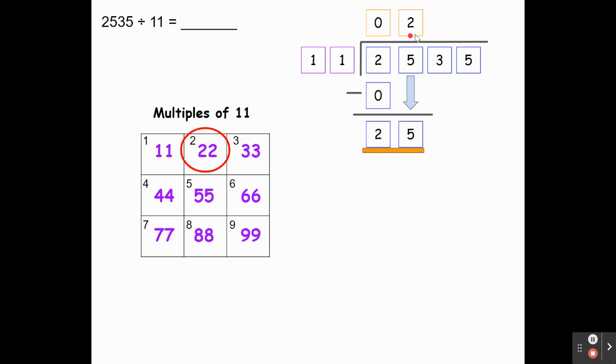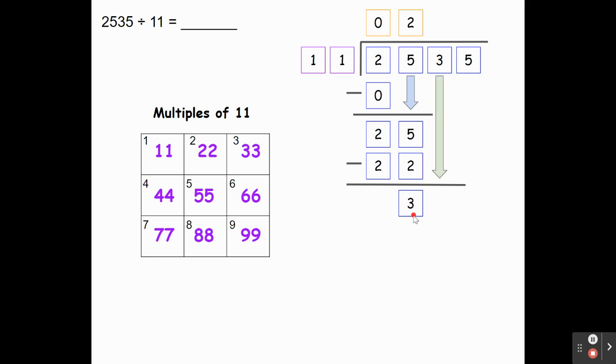So if we're placing 2 hundreds in each group, and there's 11 groups, we're going to share a total of 22 hundreds. So we can subtract the 25 hundreds we have minus the 22 hundreds we're sharing to get 3 hundreds left over. We can rewrite this hundreds as tens by bringing down the next digit, which is the 3 in the tens place. Now we have 33 tens.